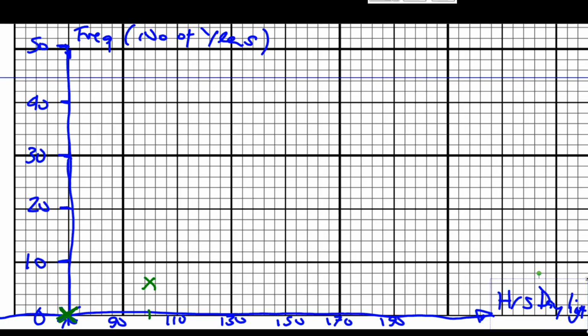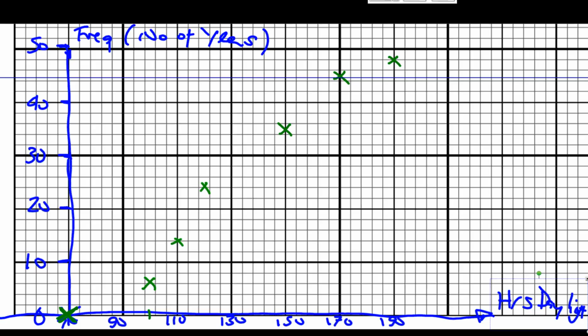Our next point is cumulatively at 110 we've got 14, then at 120 we had 24, at 150 we had 35, at 170 we had 45, and at 190 we had 48. So there's our points.